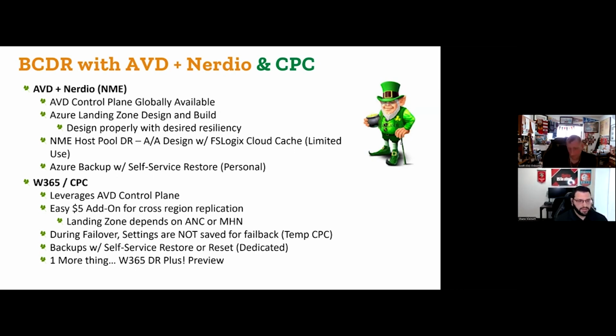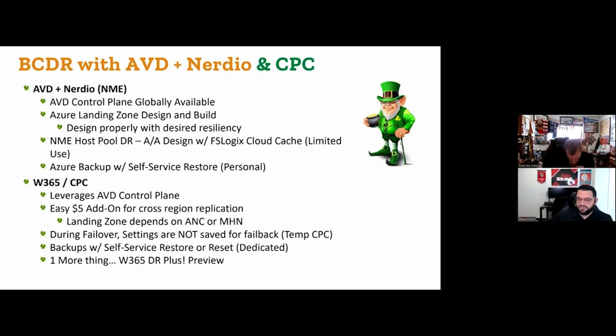Yep. Yeah. On the cloud PC side, right? It's as we mentioned, leverages the AVD control plane from a resiliency standpoint. $5 add-on for cross-regional DR landing zone. Obviously, if you are doing ANC, you need to have a landing zone and NVA, network virtual appliance, or firewall over there in that region for your NIC to have that traffic and traverse back. During failover, this is very key, right?